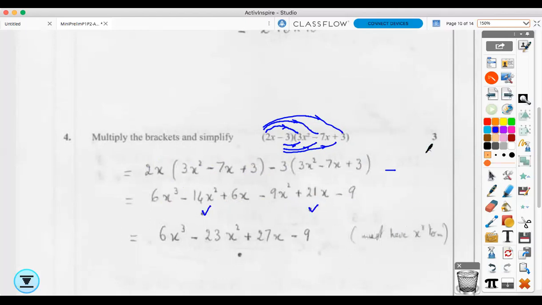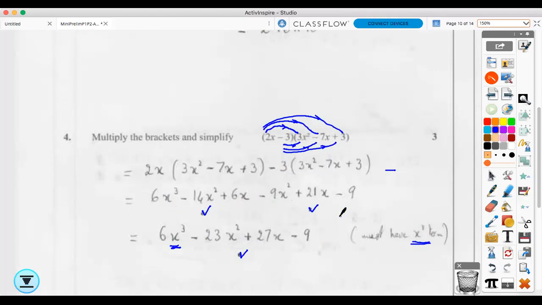And then a third mark if you manage to get 6x cubed, and you notice that you've got -14 and -9, -23, plus 27 minus 9. But as long as you get an x cubed value in your final answer, you will get the mark here. So some folks might have made a wee mistake by going -3 times -7 and just put a negative. They might still get the mark here if they do -21 plus 6. So you will still get 2 out of 3.